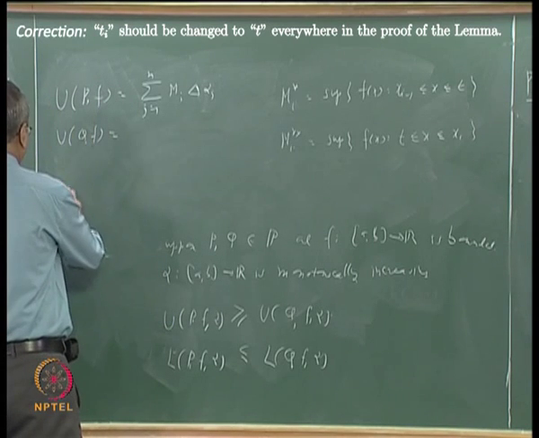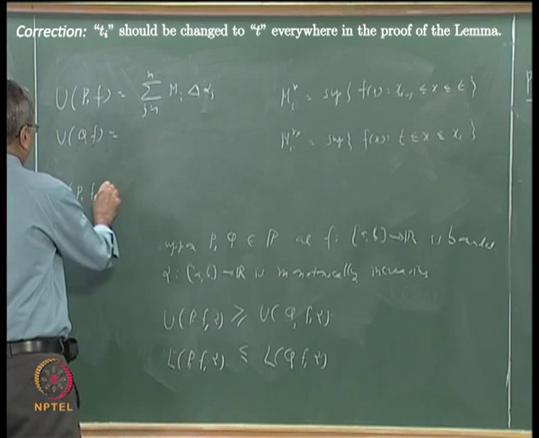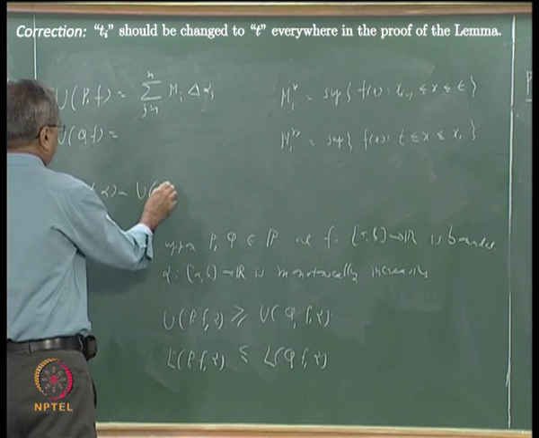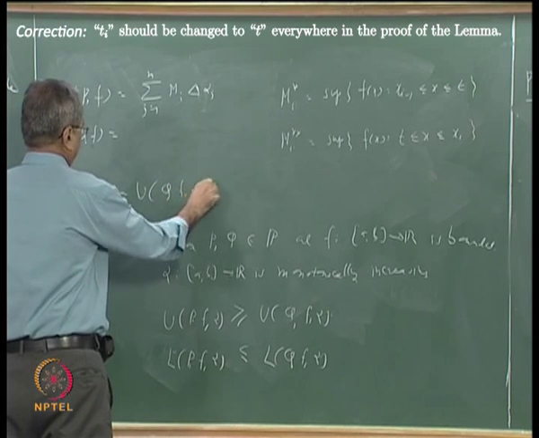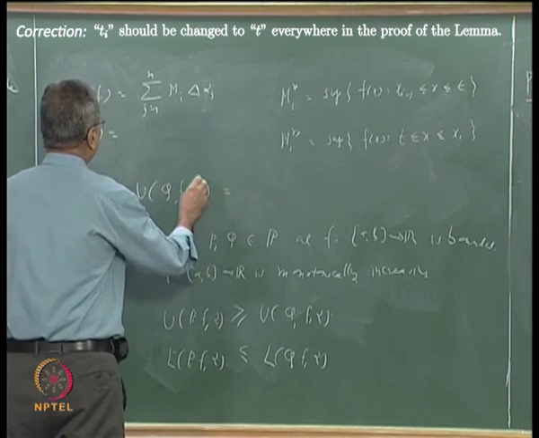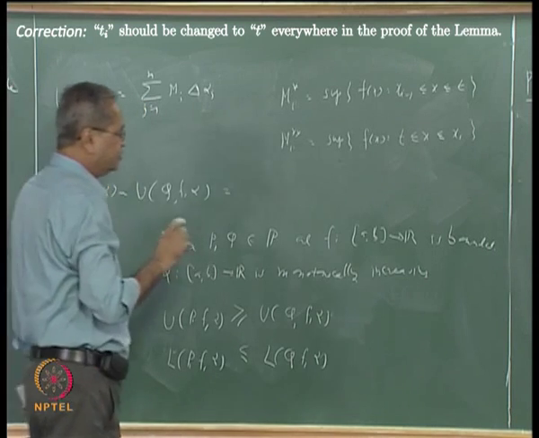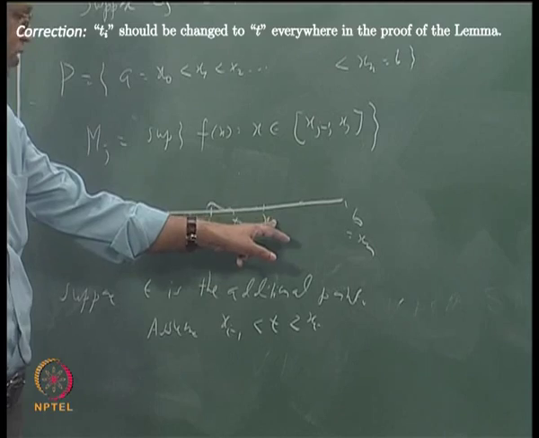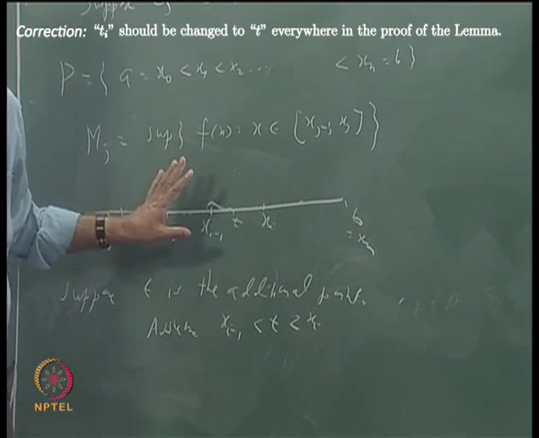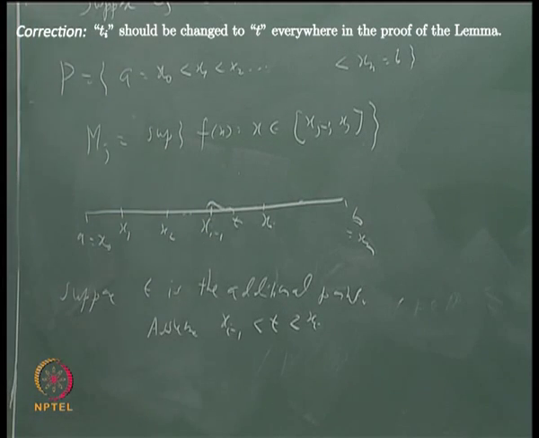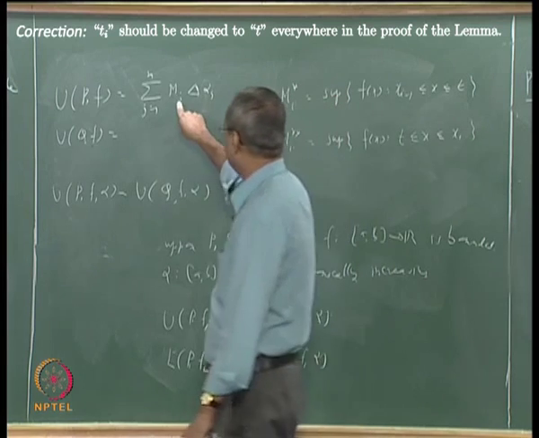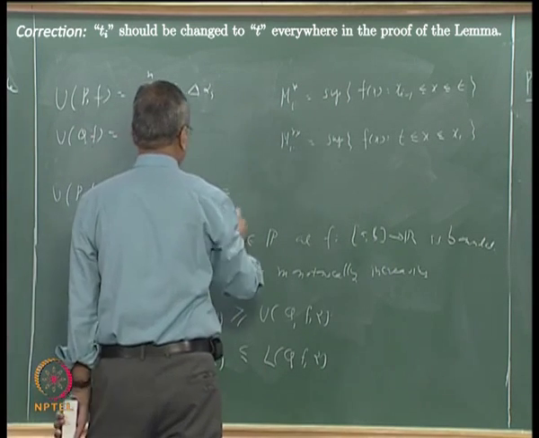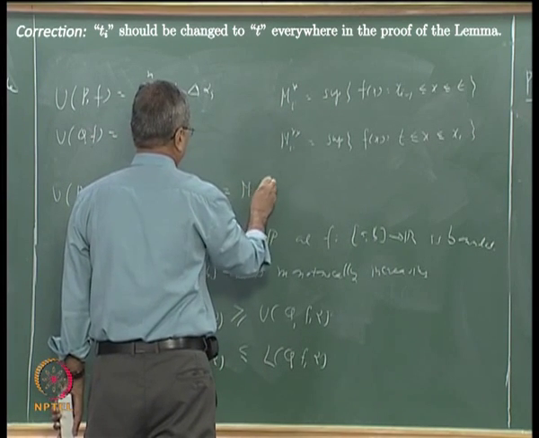So you look at UPF alpha minus UQF alpha. What will be the difference? The difference will be because of this subinterval x_{i-1} to x_i, because all the terms coming from the other subintervals are the same. So when you subtract, all the other terms are going to cancel, and what is going to remain from here is this m_i into delta alpha_i.